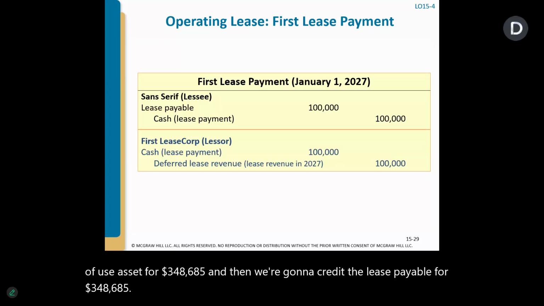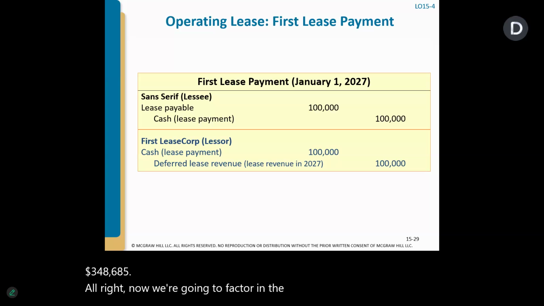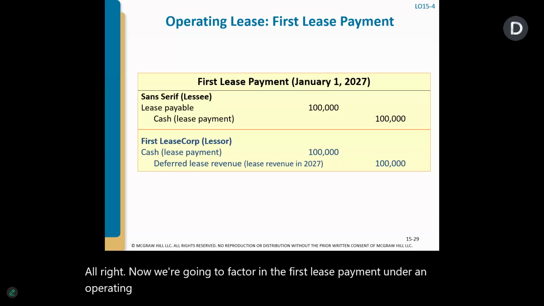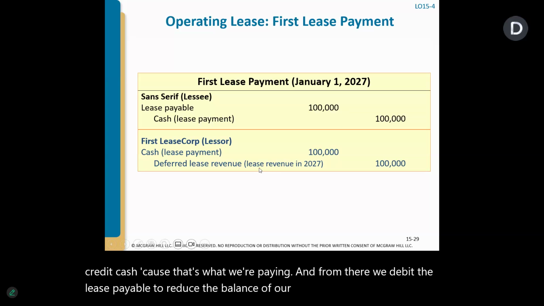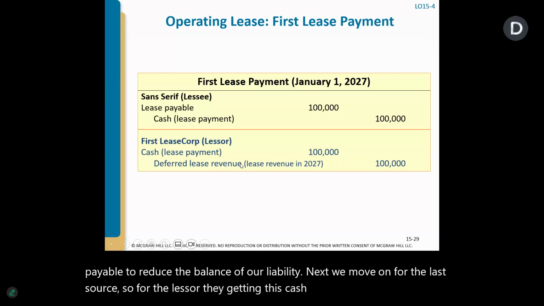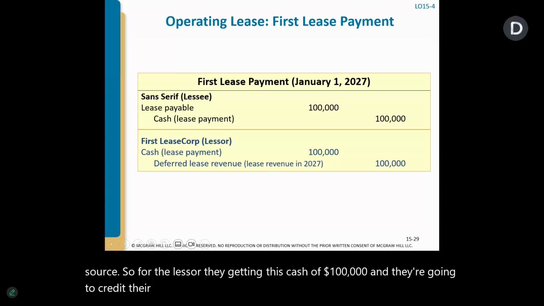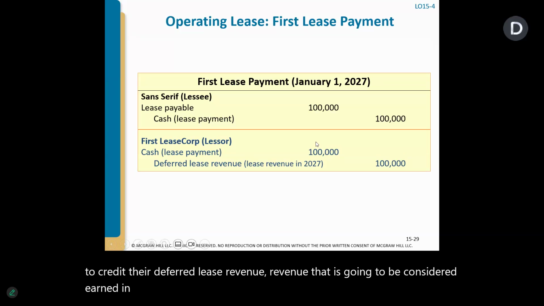All right, now we're going to factor in the first lease payment under an operating lease. So the operating lease is fairly straightforward. We credit cash because that's what we're paying. And from there, we debit the lease payable to reduce the balance of our liability. Next, we move on to the lessor. For the lessor, they're getting this cash of $100,000, and they're going to credit their deferred lease revenue that is going to be considered earned in 2027.